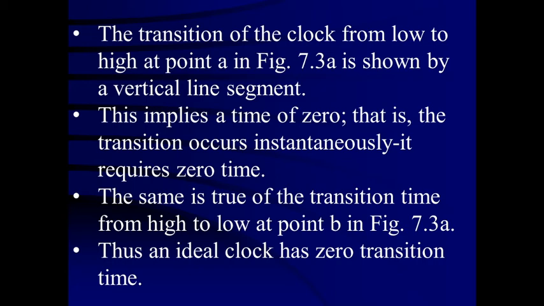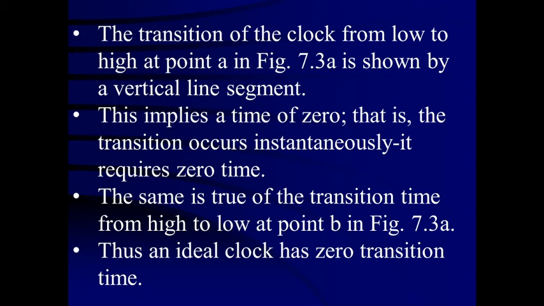And how much time is required? This shows that it is exactly vertical. That means with respect to the timeline, time delta t is going to be 0. That means changing level from low to high is instantly happening. This implies a time of 0. That is, the transition occurs instantaneously. It requires 0 time. The same is true for the transition time from high to low at point B in figure 7.3a. Thus, the ideal clock has a 0 transition time.